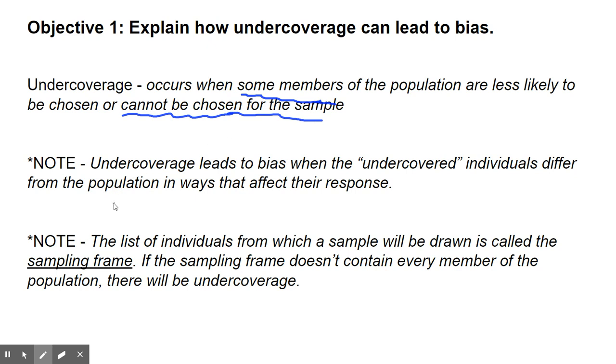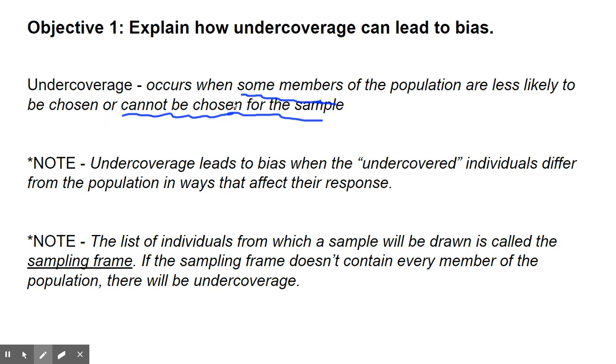So for example, say you go to an all-girls Catholic school and you do a survey. Well, there are only girls at that school, right? So you're going to undercover the males because you don't have any males to ask at that school. Now, if it's specific to the school, I guess that's okay. But if it's a general question, you have to have males and females. So that's my quick example of undercoverage.